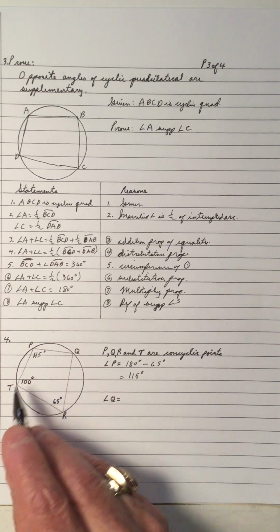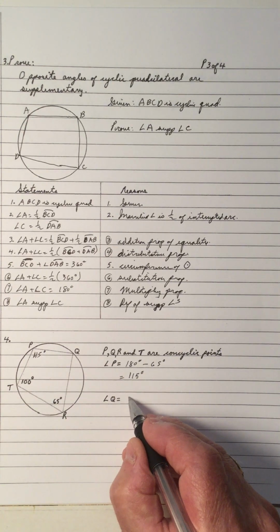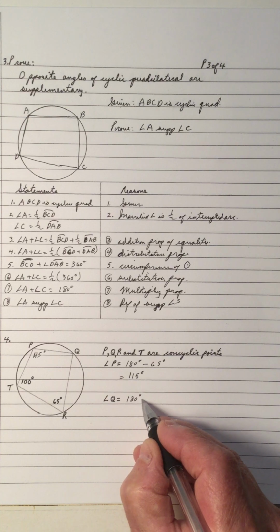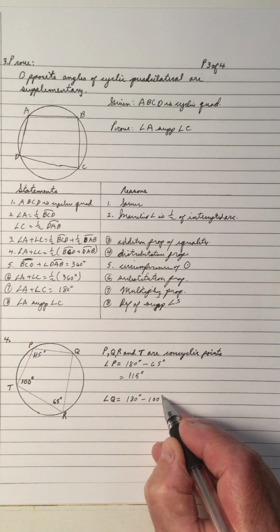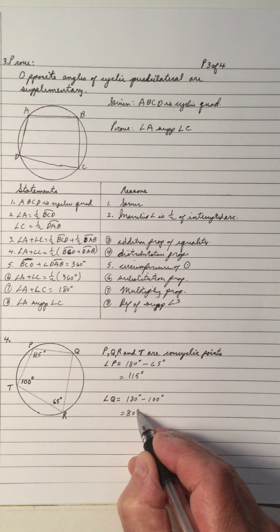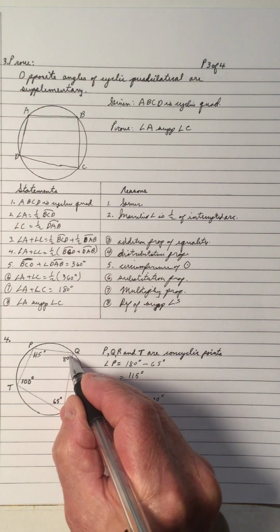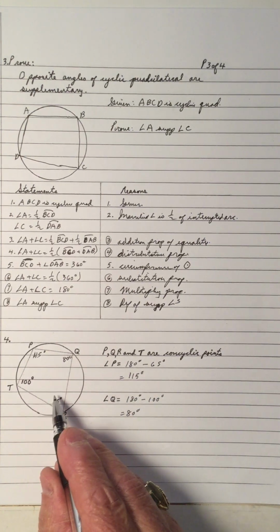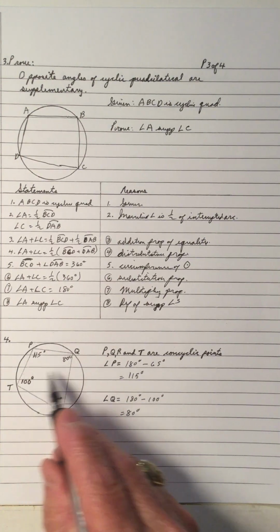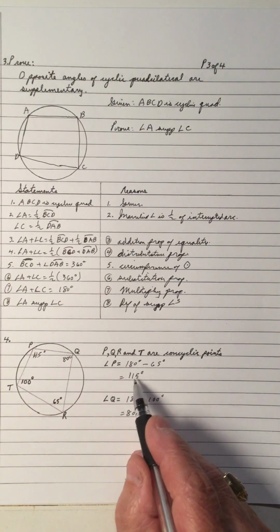115 and 65 is 180. That means angle Q is supplementary, so it's 180 minus 100. So angle Q is 100. So the opposite angles are supplementary. If you know one angle, you subtract from 180, you get the other one.